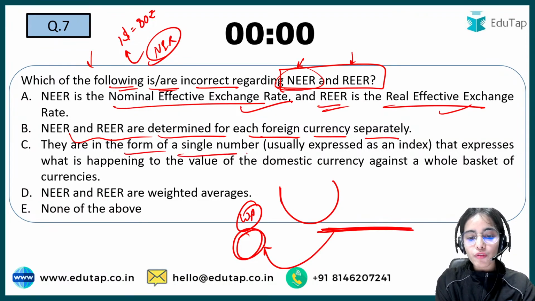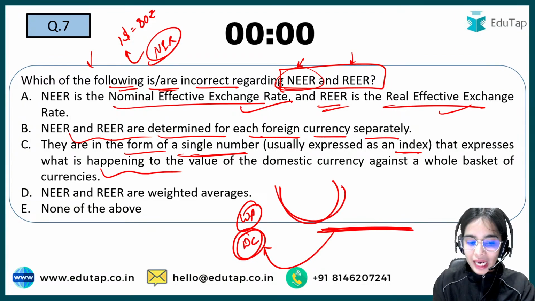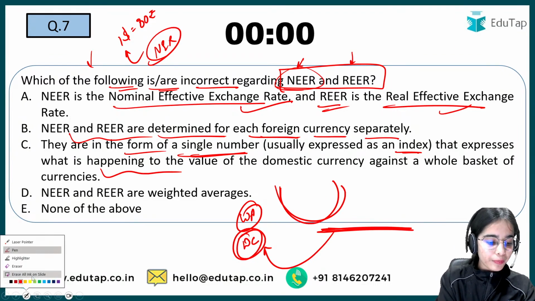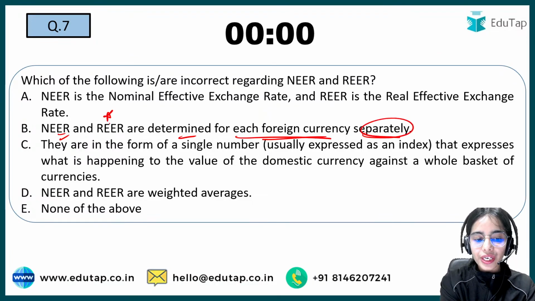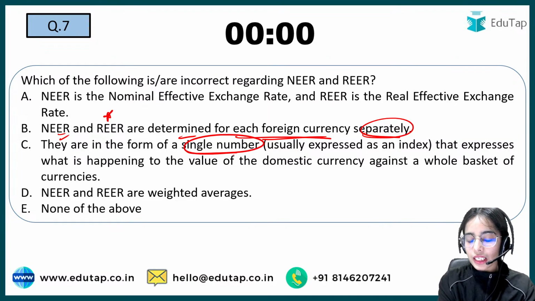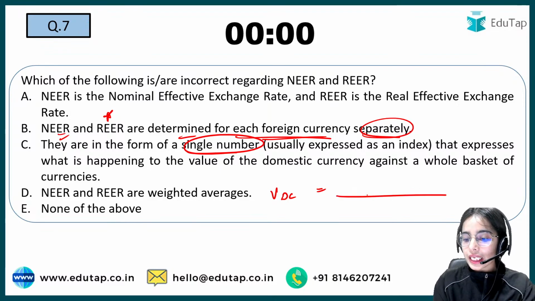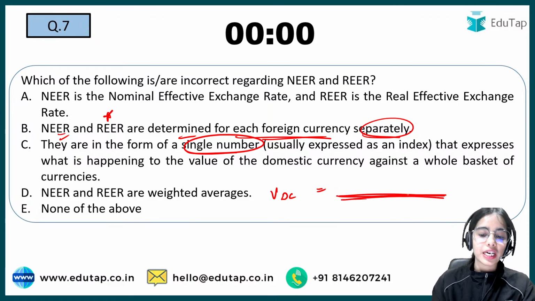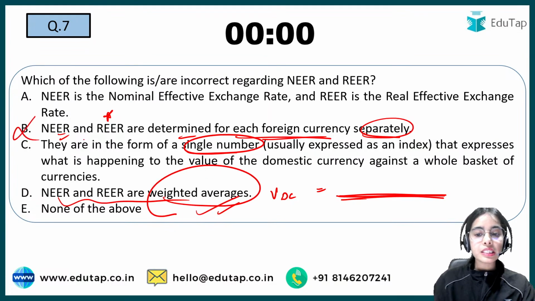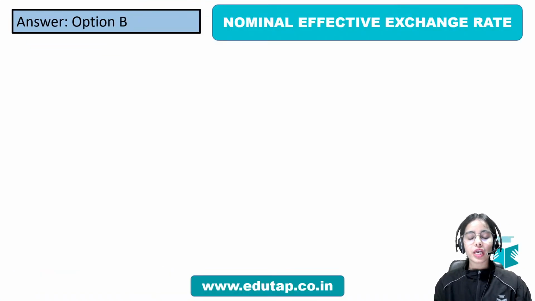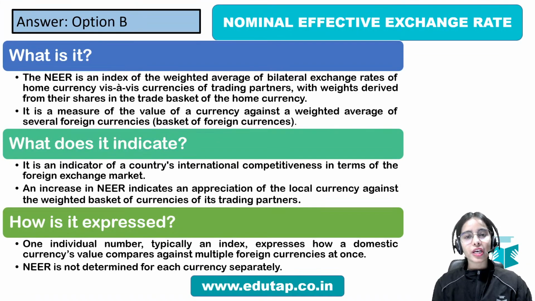It is in the form of a single number, an index, that expresses what is happening to the value of the domestic currency against a whole basket of the other currencies. So NEER is not determined for each foreign currency separately. NEER and REER both are in the form of a single number, and they are weighted averages. That is correct. So only statement B is incorrect. That's why B is the answer.